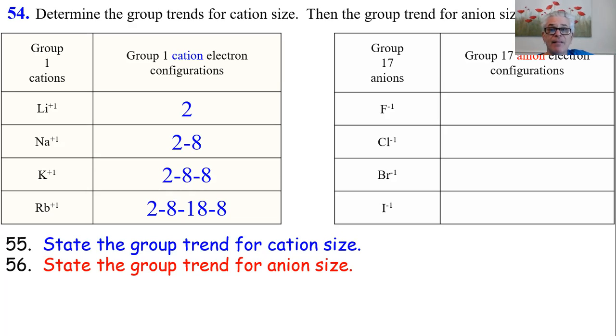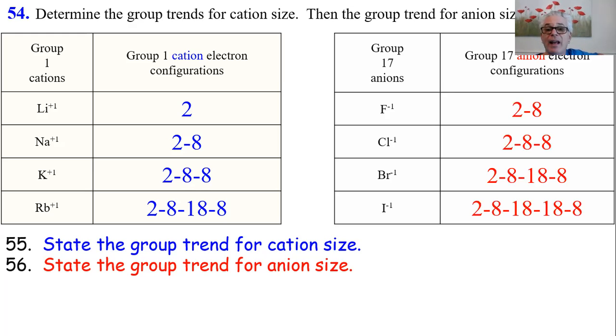Now on the anion side, what about that? Fluorine's 2-7, gains 1 electron, becomes 2-8. Chlorine's 2-8-7, gains 1 electron, becomes 2-8-8. Bromine gains 1 electron. Iodine gains 1 electron. So here are the electron configurations for the ions, not for the atoms.